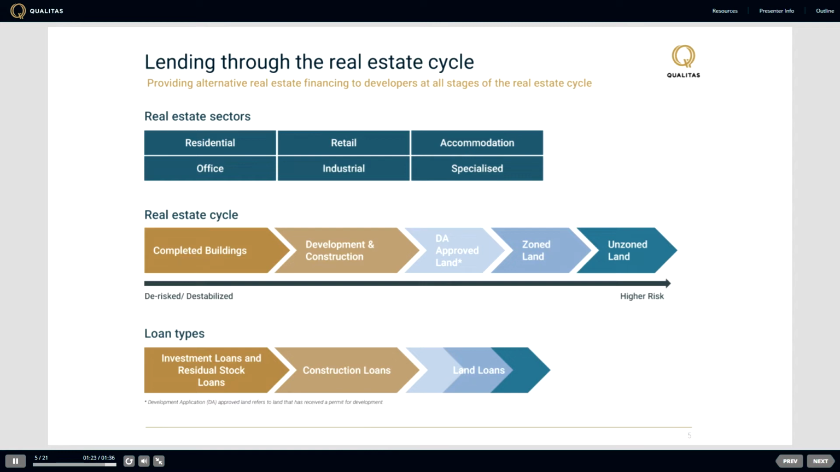Qualitas is a through-the-cycle investor. We're sector agnostic and always seek to invest in the best risk-adjusted return opportunities, having regard to the timing within the cycle of the market.